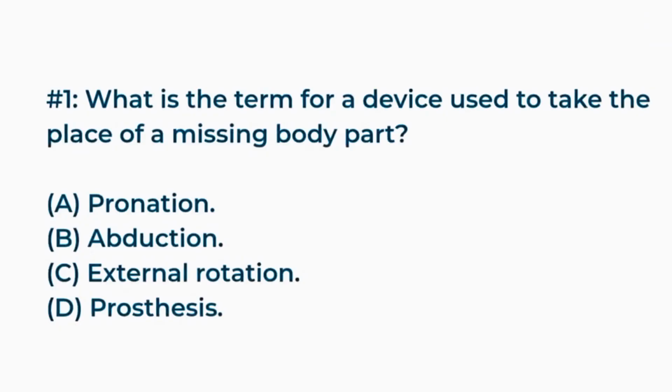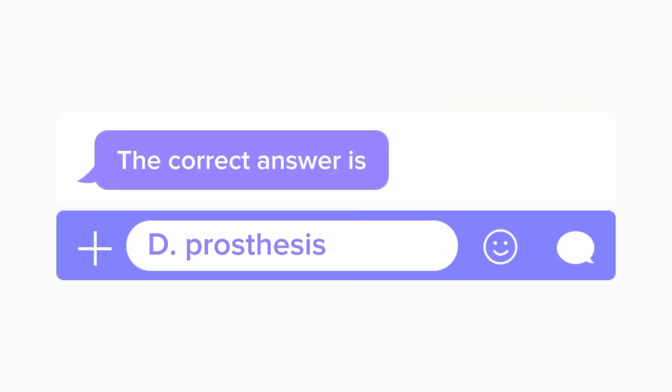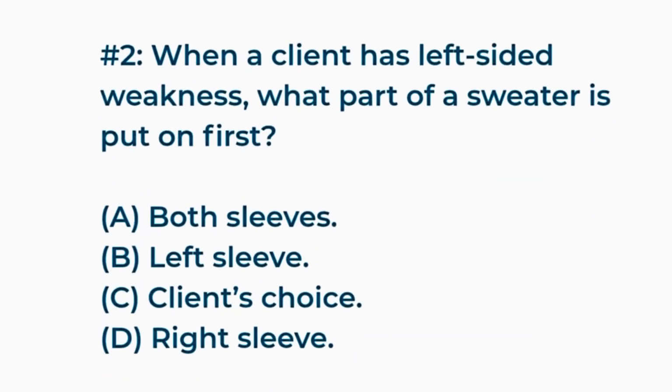What is the term for a device used to take the place of a missing body part? A. Pronation. B. Abduction. C. External rotation. D. Prosthesis. The correct answer is D. Prosthesis. Number 2. When a client has left-sided weakness, what part of a sweater is put on first?